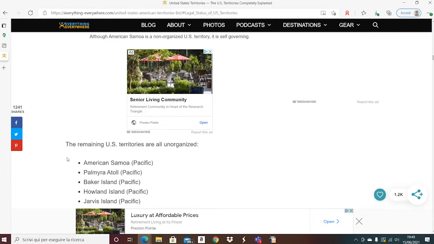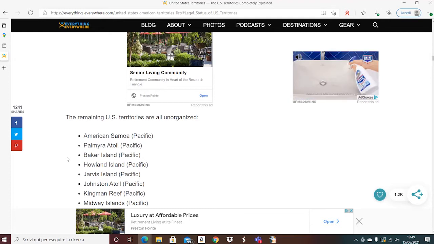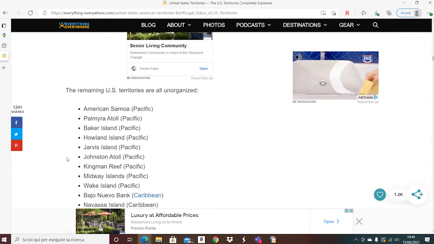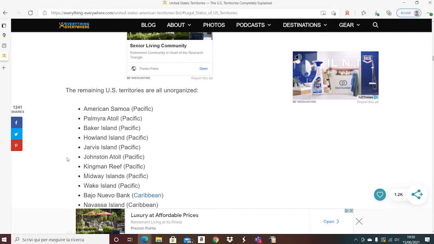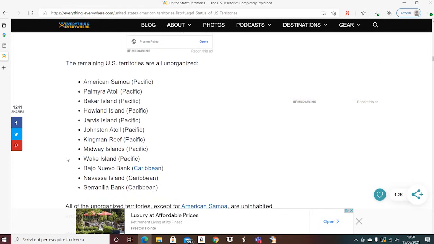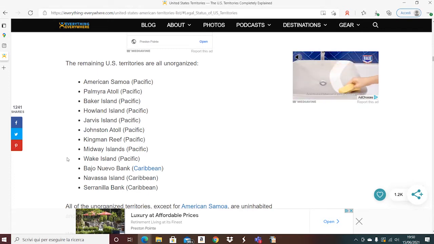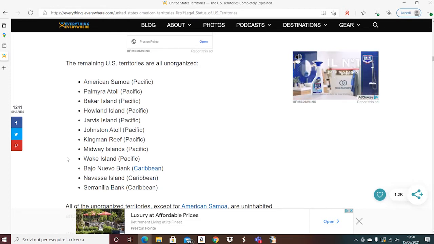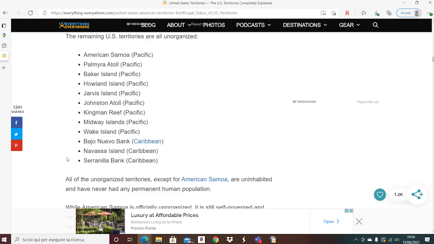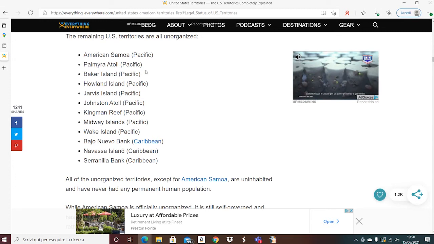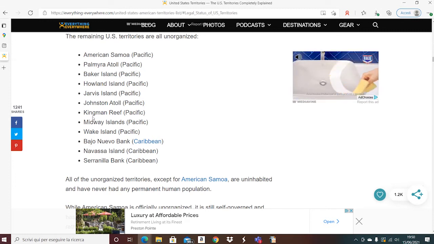The remaining US territories are all unorganized. We have American Samoa, the Palmyra Atoll, Baker Island, Howland Island, Jarvis Island, Johnston Atoll, Kingman Reef, Midway Islands, Wake Island, Bajo Nuevo Bank, Navassa Island, and Serranilla Bank. Many of them are in the Caribbean, but most of them are in the Pacific. The majority are in the Pacific.